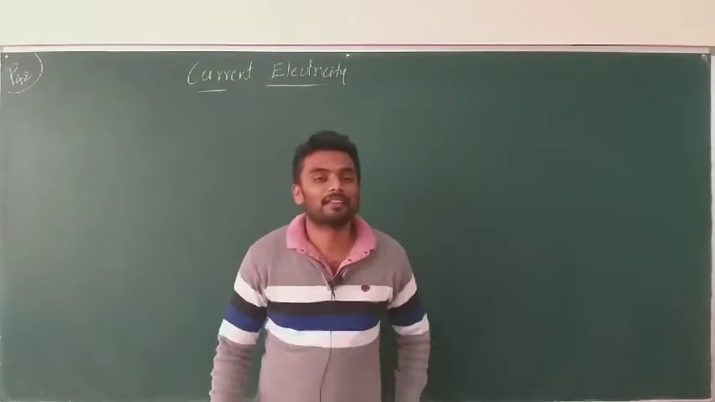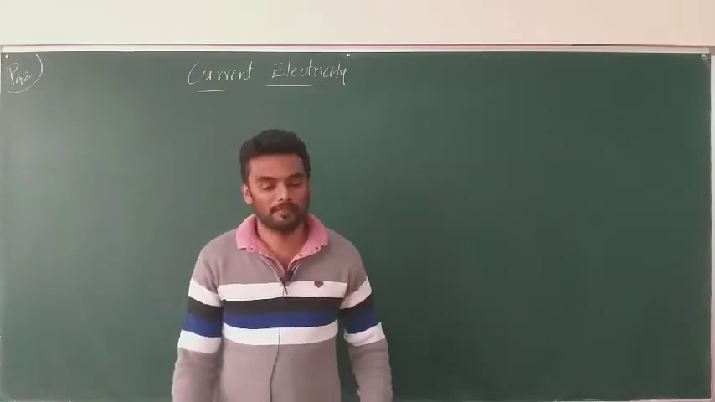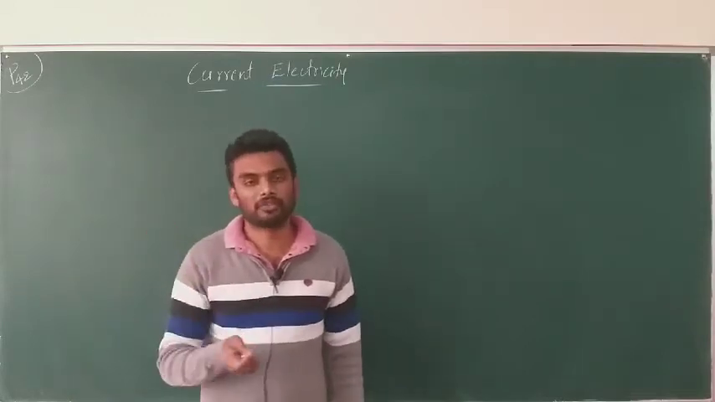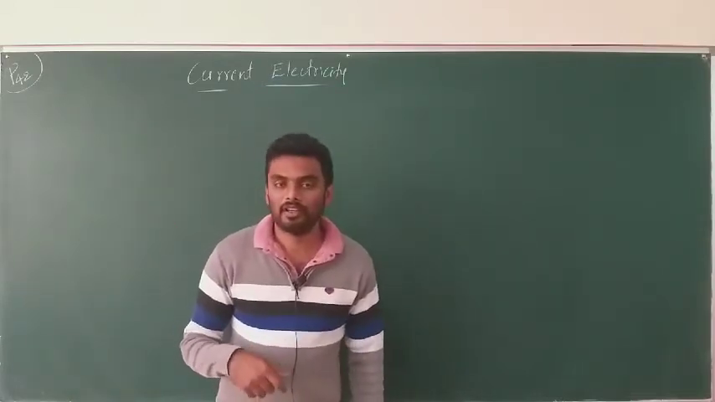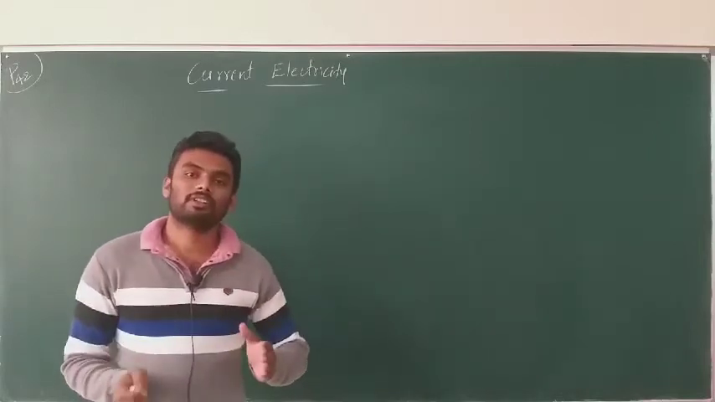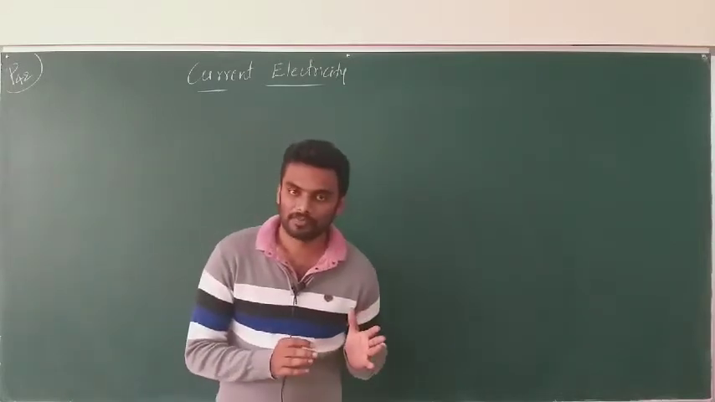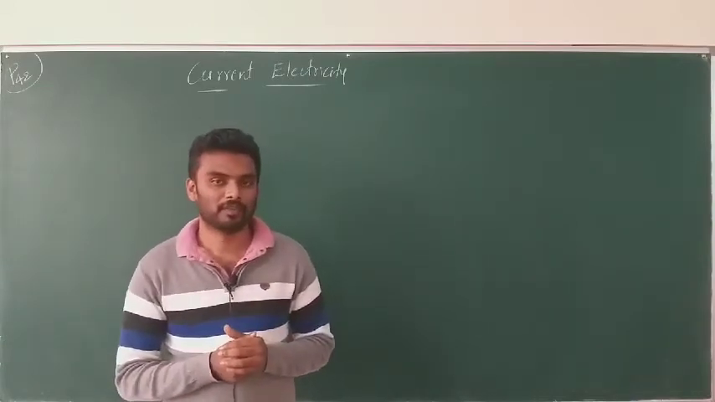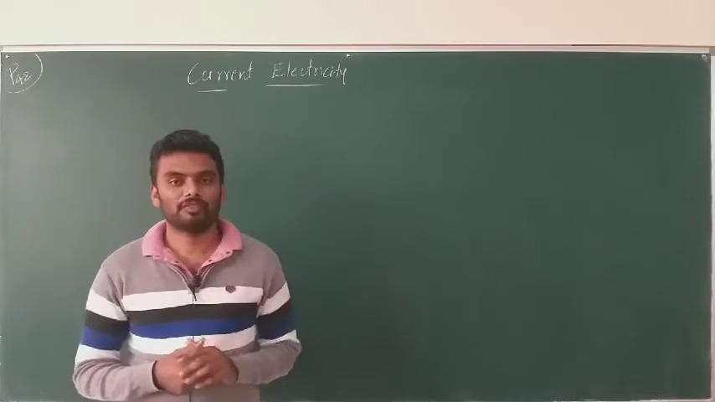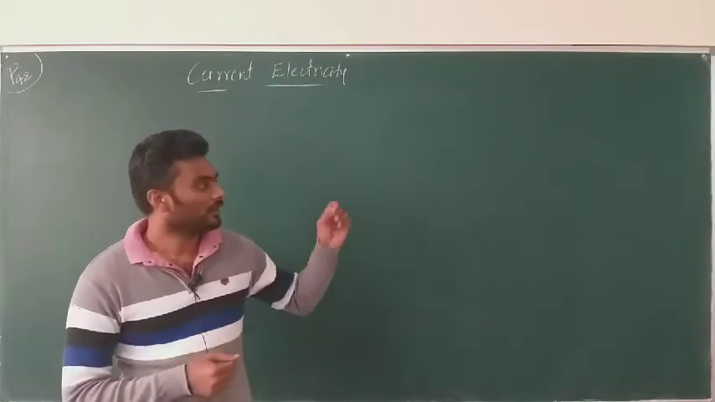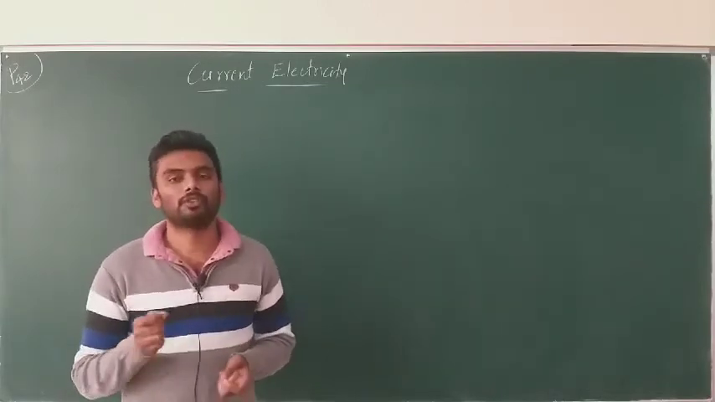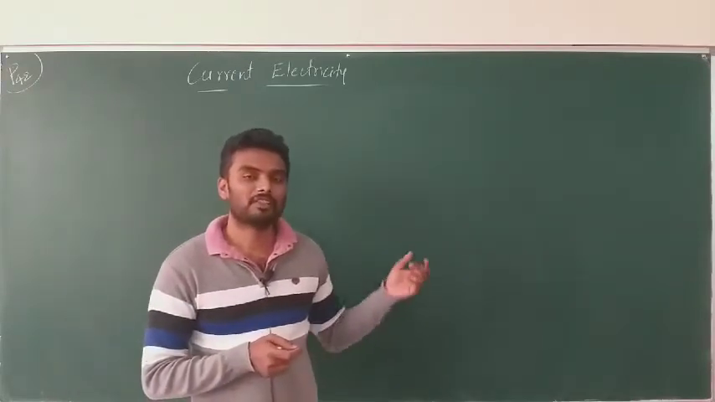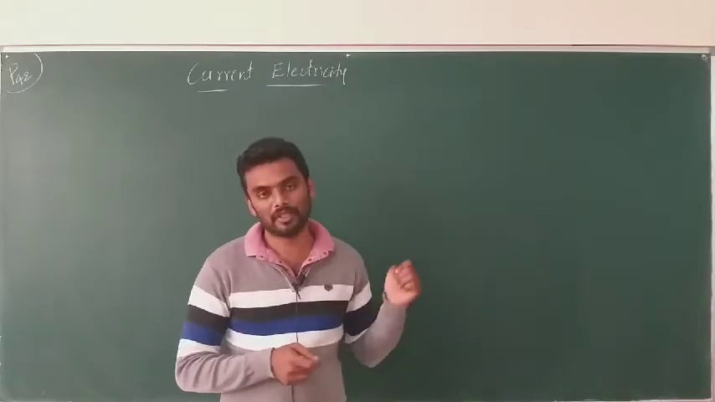Hello students, let us continue our discussion on current electricity. In the last session, we were discussing Wheatstone's network. As I said, Wheatstone's network is a theoretical network which will help us in many practical applications. The balanced condition of Wheatstone's network is that the current through the galvanometer should be 0, and the result of that is P by Q is equal to R by S.